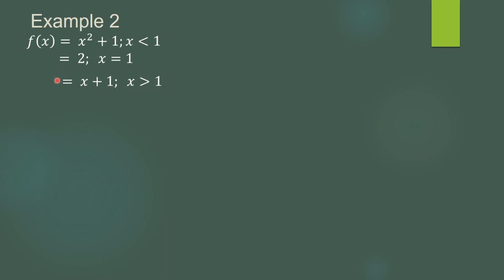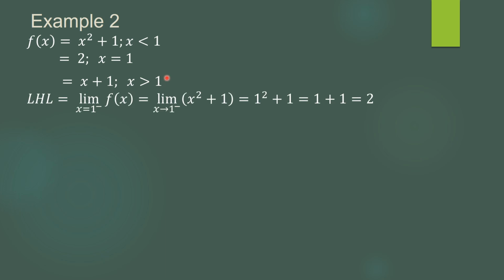Now again we have to check the continuity of the function. It means that first we'll find out its left hand limit and right hand limit. So start with the left hand limit. For the left hand limit, limit x tends to 1 minus of f of x. So we'll select this function which is given for x less than 1, x square plus 1. So replace x as 1, we get the value as 2. So we get the left hand limit as 2.